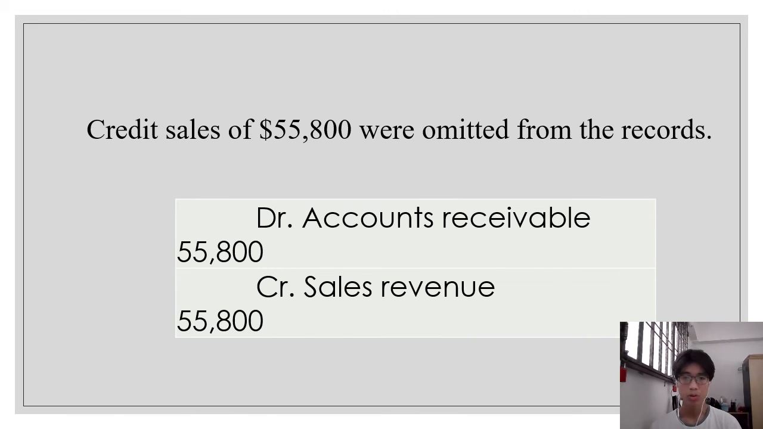For the next question, question 2, it starts by saying that credit sales of $55,800 were omitted from the records. Therefore, to correct this, we have to debit accounts receivable 55,800 as we should be receiving the money. As this is a credit sale, it is accounts receivable. As products were sold, we have to credit sales revenue 55,800 as the company had made the sale.